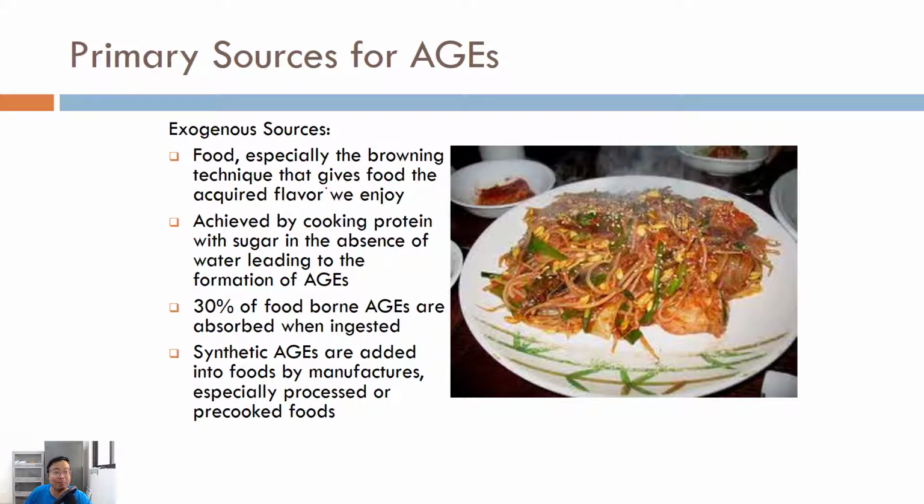So especially the browning technique, where we caramelize, we add sugar and high temperature, that leads to formation of advanced glycation end products, and 30% of these foodborne agents are absorbed when they are ingested. And in fact, the food companies add AGEs to induce color, to induce taste, because there's a dictum: what tastes good is actually bad, and whatever tastes bad is actually good for health. I find this especially in food.